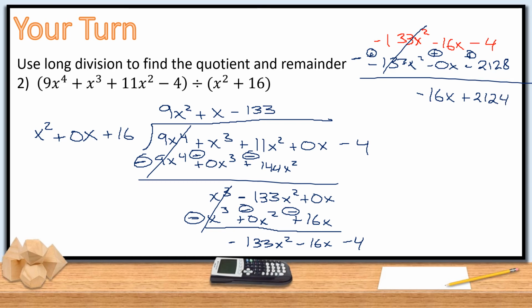So my solution here is 9x squared plus x minus 133, and the remainder is minus 16x plus 2124. And don't be shocked if you start getting numbers like that that are really big. It's going to happen just from the nature of what we're doing, dealing with different exponents and powers.